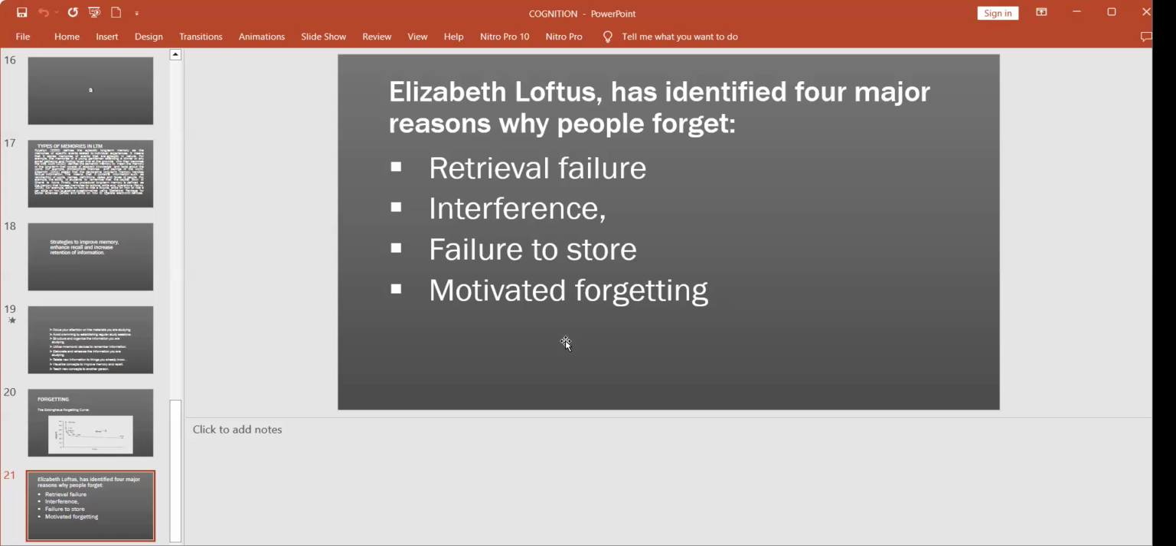Hope understood. And then motivated forgetting. Motivated forgetting is something related to what we learned about Sigmund Freud and the unconscious mind. I will explain it in a simple manner. When the experiences or the information are too much, very sensitive, it's actually very difficult to accept.